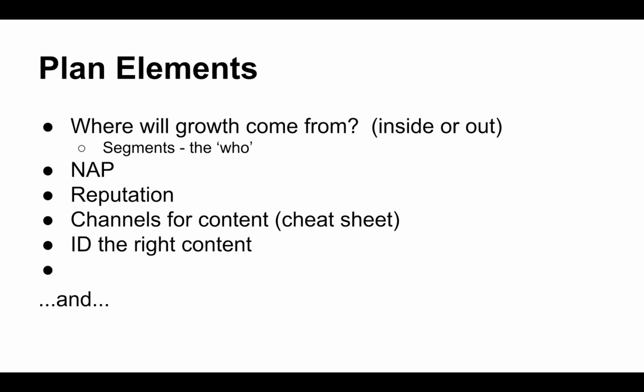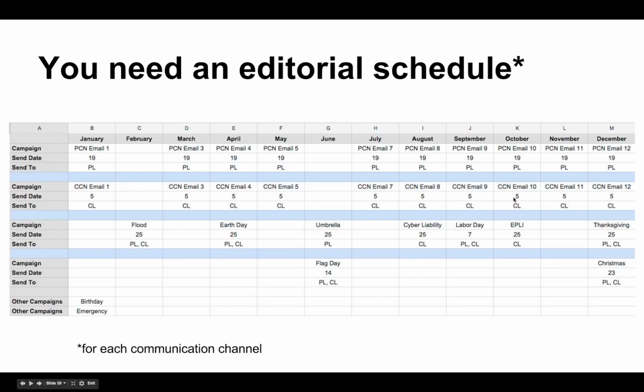But once you've decided where this is going to come from, you've looked at some of these basic elements, it starts to get a lot easier to choose the channel for your content. Especially once you have an idea of what the ROI risk is, and then you can identify the right content from there. And once you've done that, you're going to need something like this for each channel that you're going to communicate through. So this is an editorial schedule for an email marketing campaign, right?